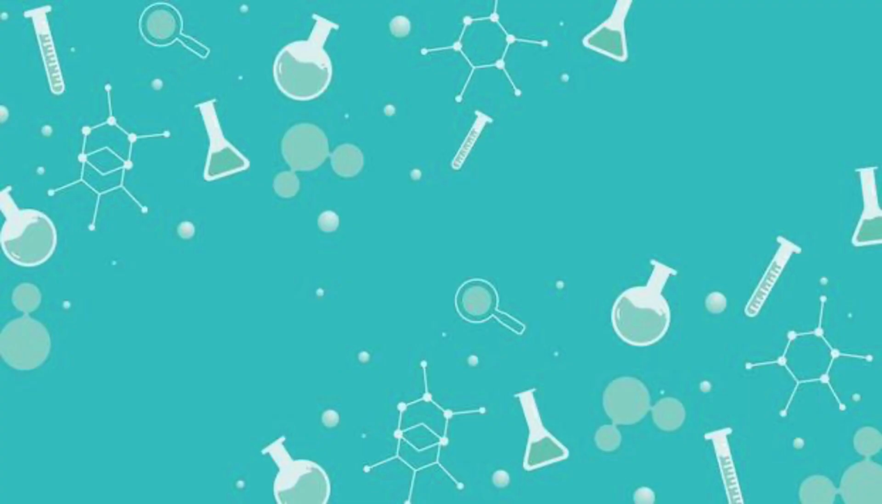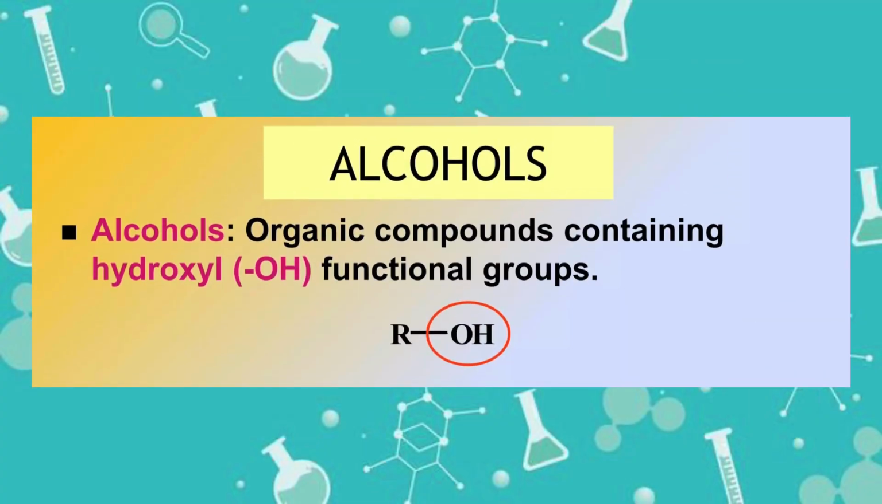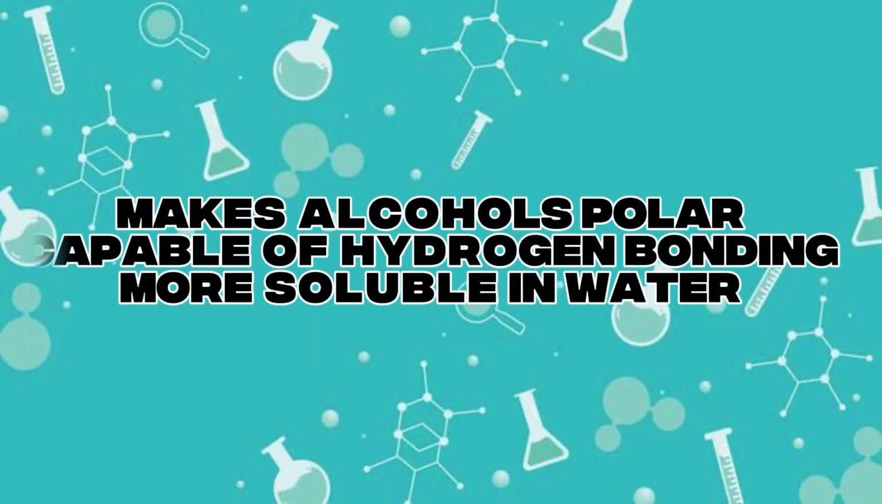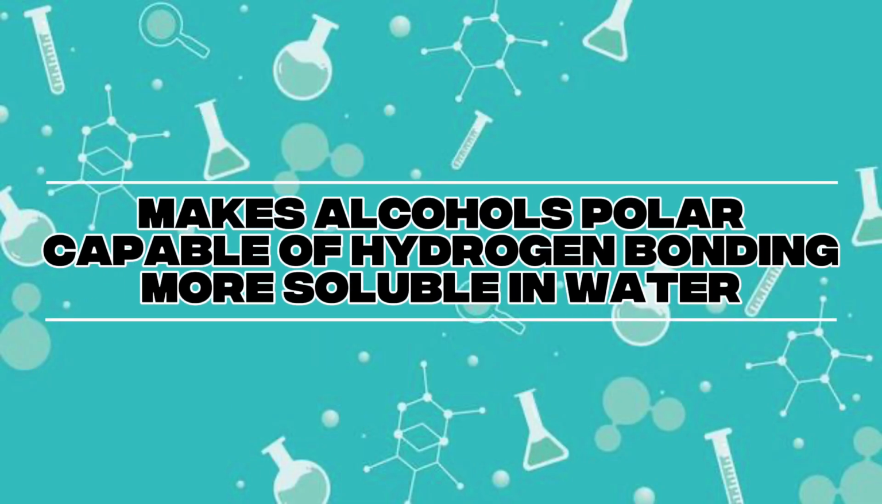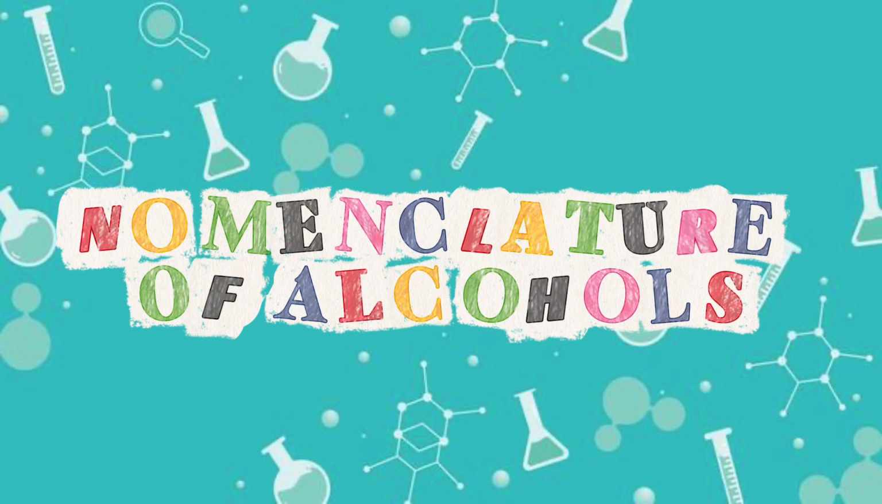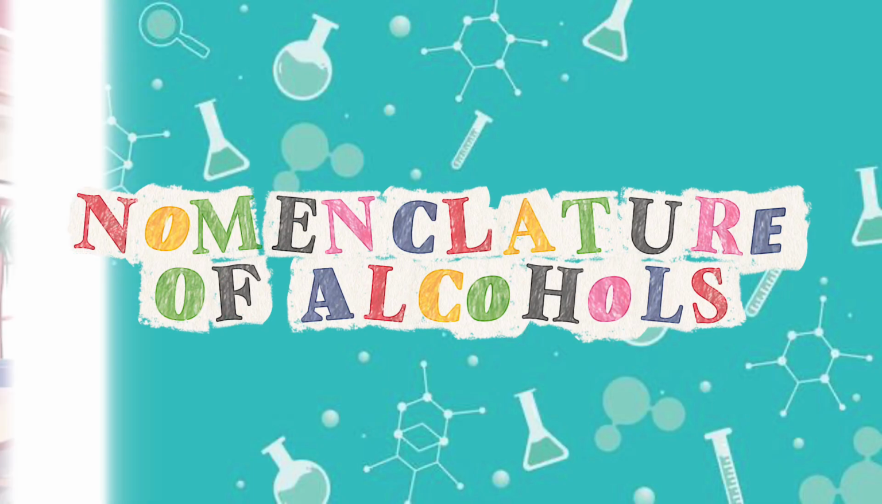Alcohols are organic compounds with an OH group attached to a carbon. This group makes alcohols polar, capable of hydrogen bonding, and generally more soluble in water, especially the smaller ones. Now, let's see how alcohols are named.